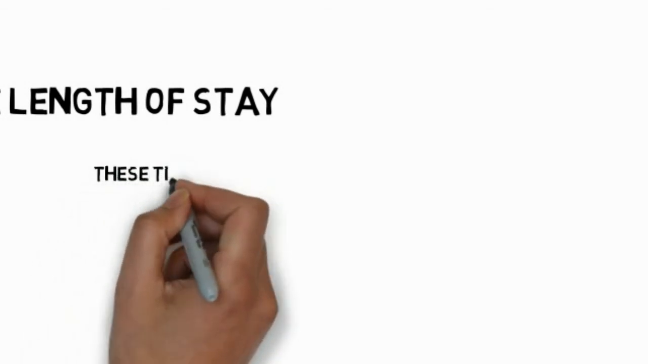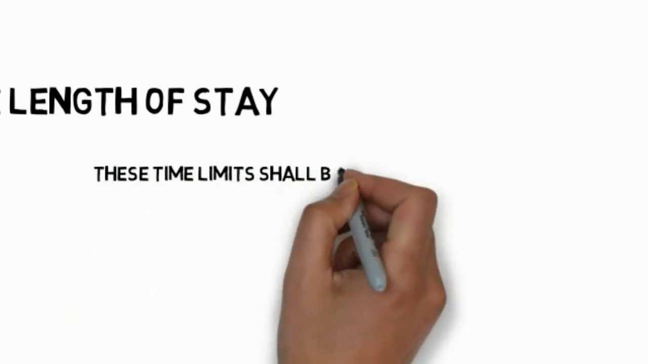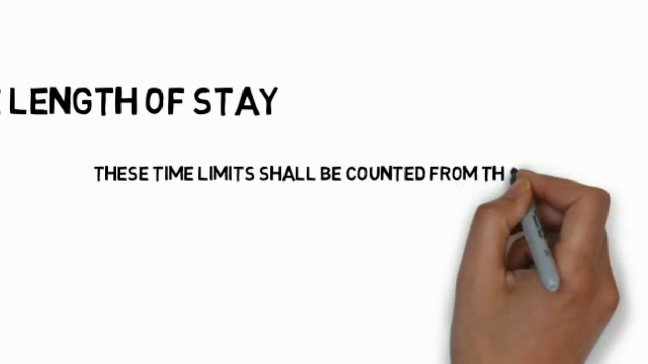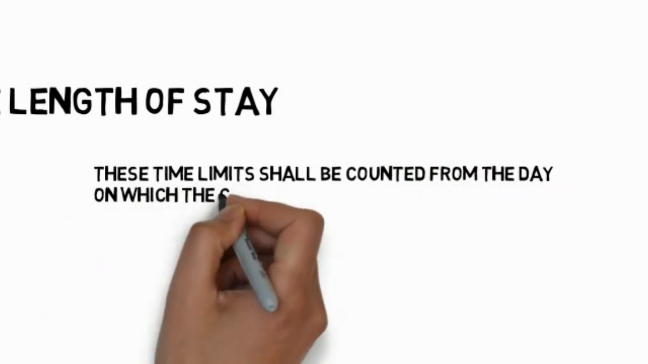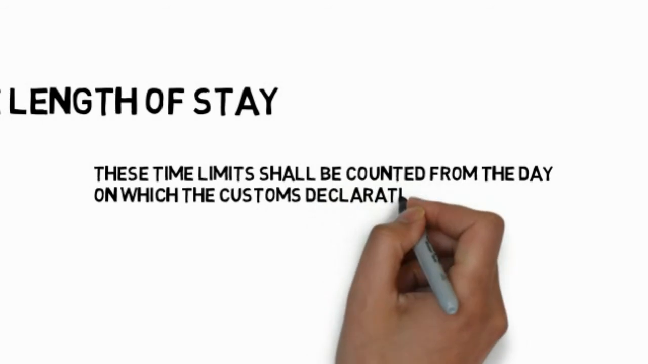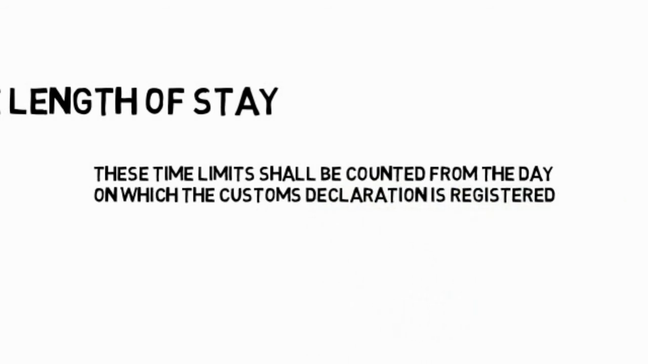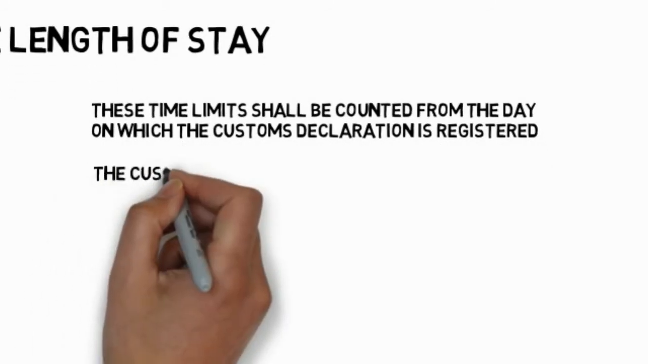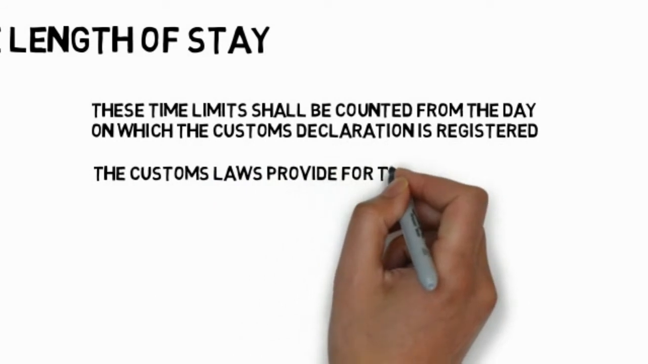The length of stay. Depending on the respective purpose of each of the economic customs regimes, periods of stay are fixed for each of them. These time limits shall be counted from the day on which the customs declaration is registered. Beyond the initial deadline, new deadlines granted for extensions may be granted. In principle, the tenderer, who has not regularized the accounts in question within the legal deadlines, is in an irregular situation, because he has not respected all the commitments entered into.